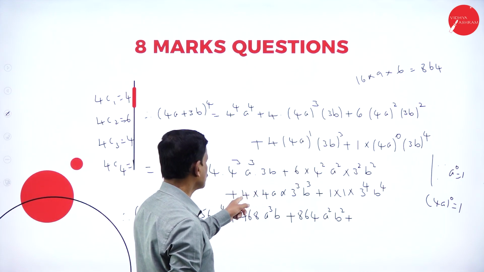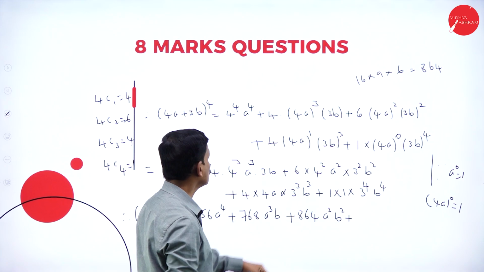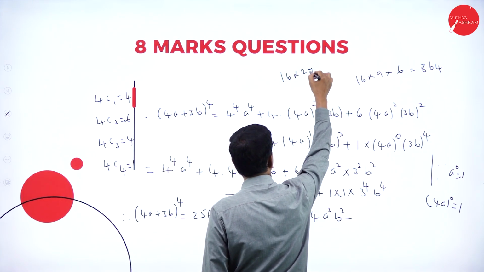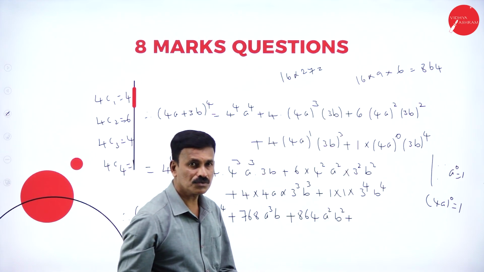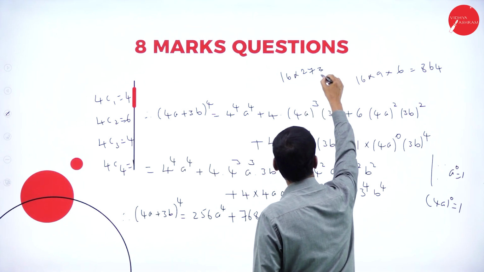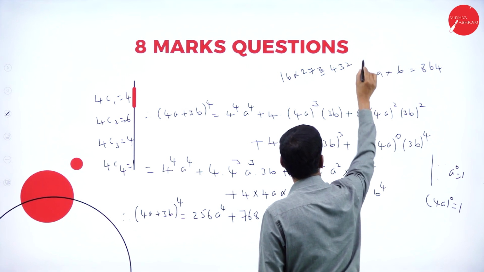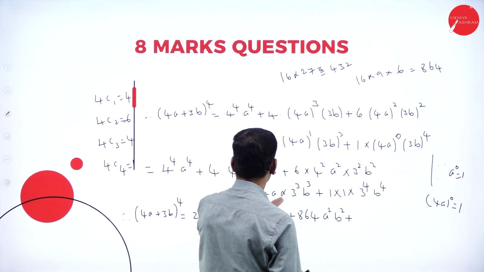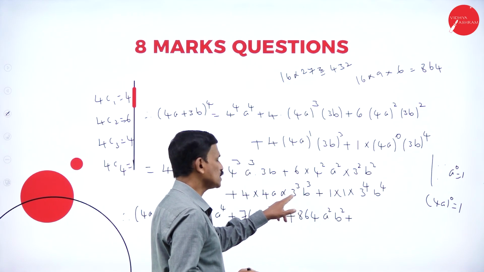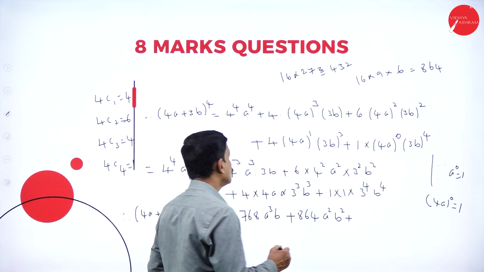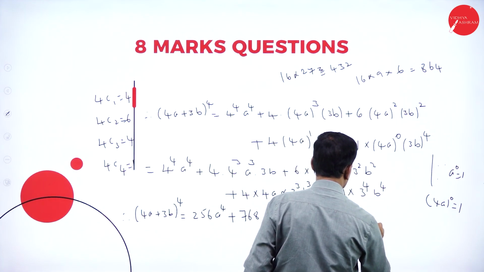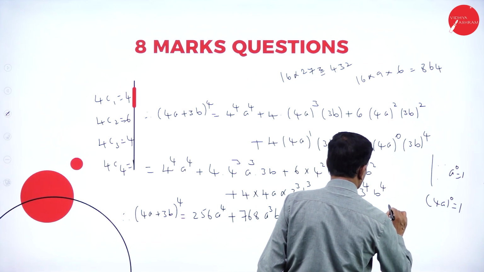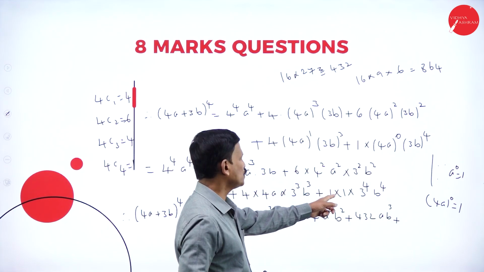So what we have, 4 4s are 16 into 3 cube. 3 3s are 9, 3 9s are 27. What is this equal to? 16 into 27 is equal to 432. That is 432. Okay, now write on this. So 3 cube is 3 3s are 9, 9 3s are 27, into 16 is 432. 432 a b cube. And the last term is 1 into 1 is 1.